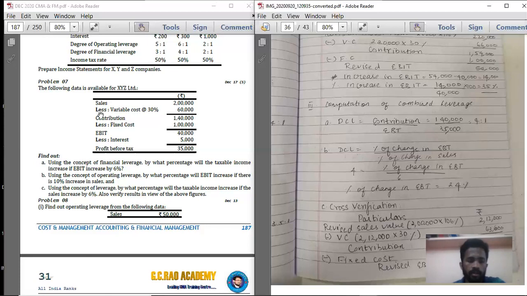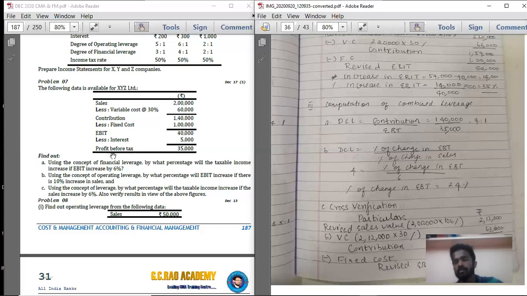Simple. DOL is contribution divided by EBIT. DFL is EBIT divided by PBT. And for DCL, contribution divided by EBT as a whole. So DCL is equal to contribution divided by EBT. What is contribution? 1,40,000 divided by EBT, which is 35,000, is equal to 4:1. So DCL is 4:1.